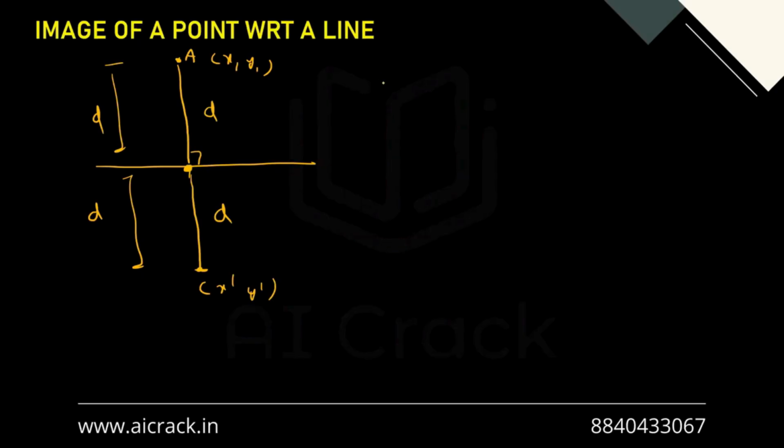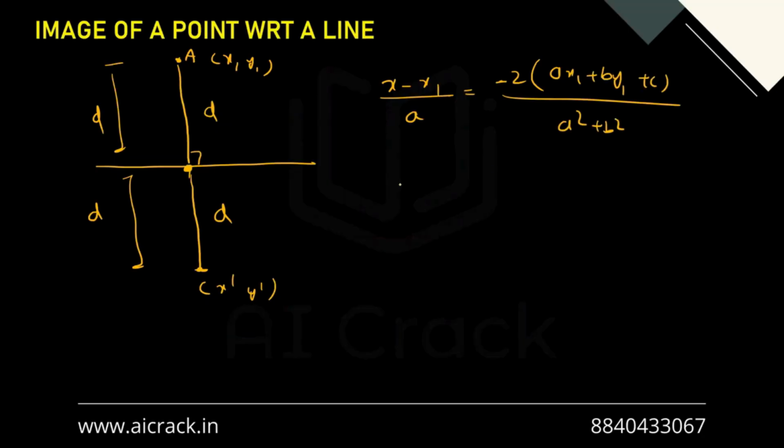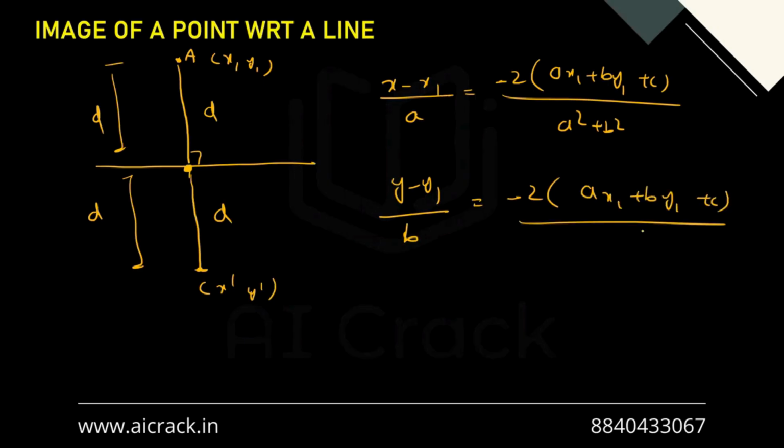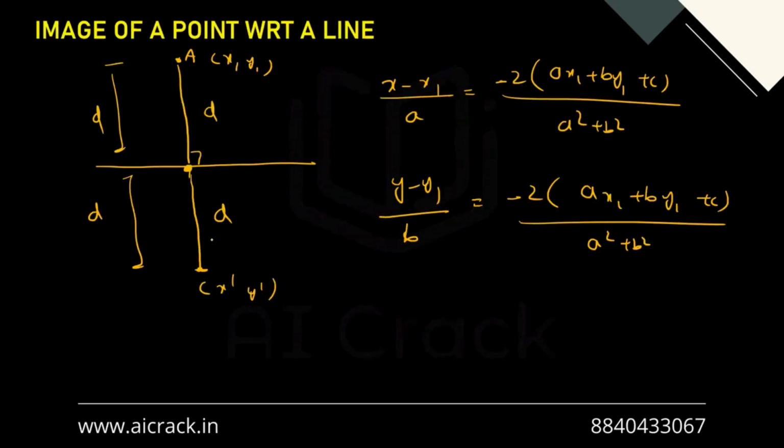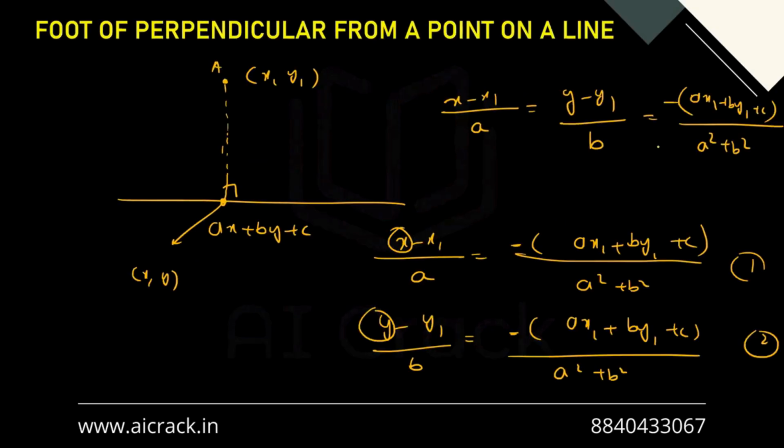So the formula comes out to be (x minus x1) divided by a equals minus 2 times (ax1 plus by1 plus c) divided by (a square plus b square). Similarly, (y minus y1) by b equals minus 2 times (ax1 plus by1 plus c) divided by (a square plus b square). Both of these formulas and the earlier formula are more or less the same. The only difference is the 2, because over here it was just distance d, and over here it's distance 2d. So that is why it is minus 2 over here and just minus 1 over there.